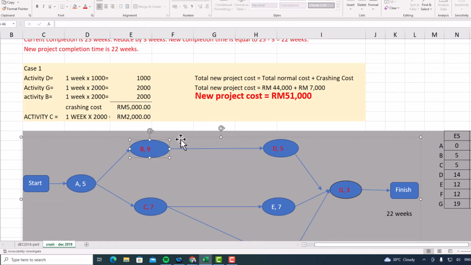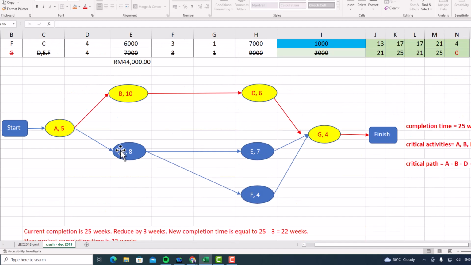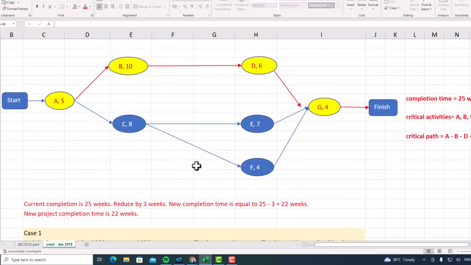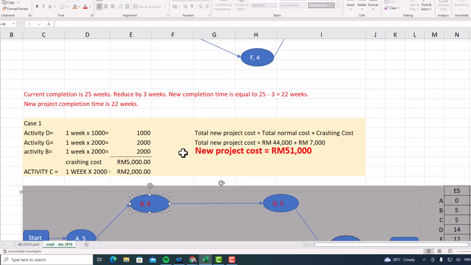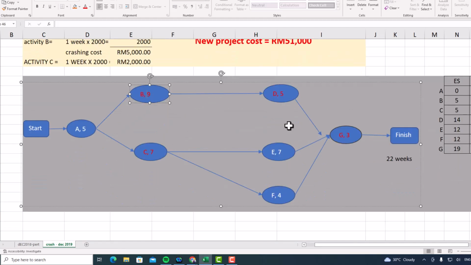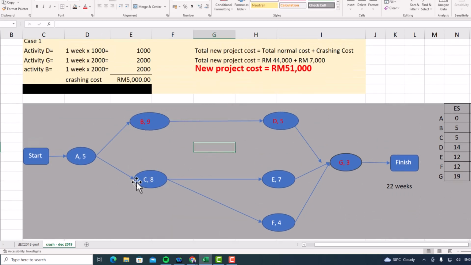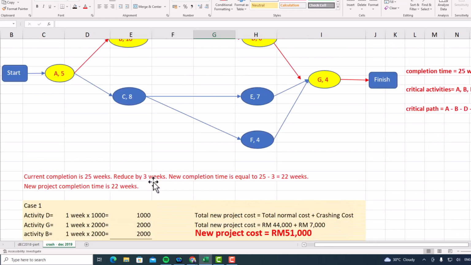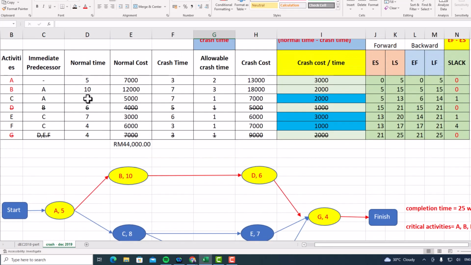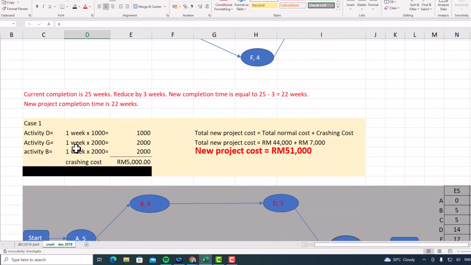Okay, and then basically it is the same diagram, just the difference between the time needed only. So you just redraw the same diagram, just need to change the time only. So for activity C, as for now, it's still 8 weeks. Directly we get it from the normal time, and we didn't do any crashing on activity C.